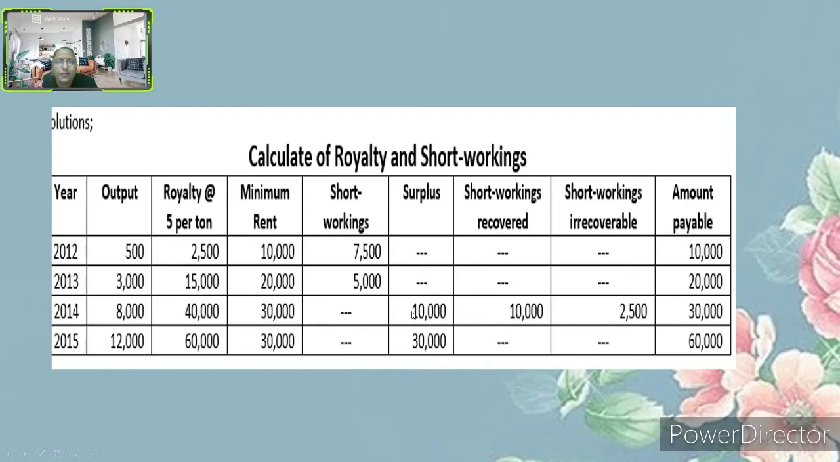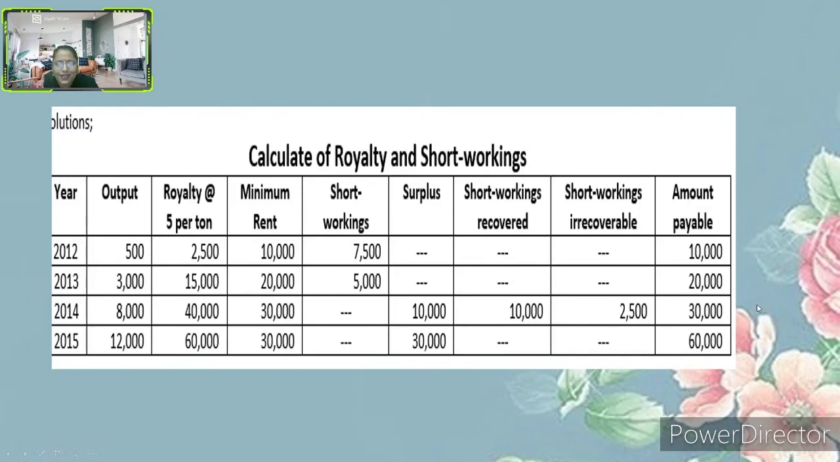Then they have given that it can be recovered within the next 3 years. So here this 10,000 is surplus. We can recover the 10,000. Then the total recoverable is 2,500 and then the next is 30,000. So for the first, 10,000, 20,000 is the amount payable as they have given, and 30,000 here. Next we have 60. How much? 30 plus 30, 60,000. This is the way we have to solve the problems.